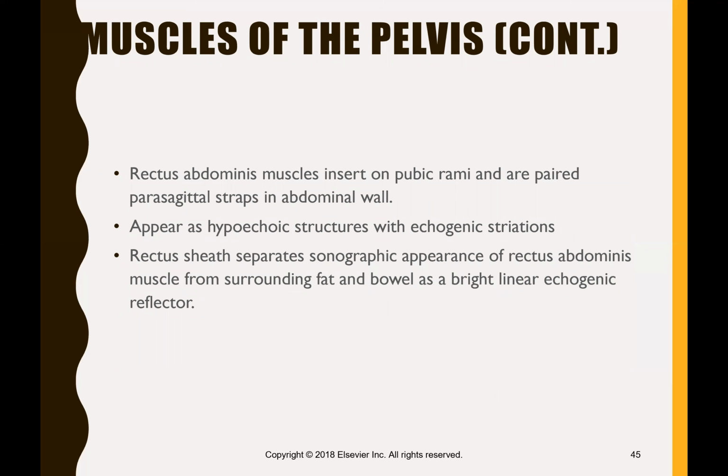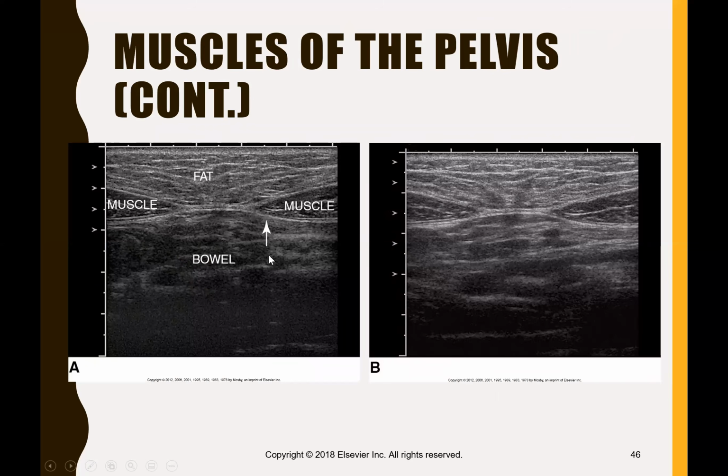The rectus abdominis muscles you can see transabdominally, and they just look like echoic structure. So I'll show you this. So this is bowel. There's some muscle here and some fat. This is totally normal. If you guys scan yourselves, you'll see these muscles and the layer of fat and your bowel. That's just how we're made.